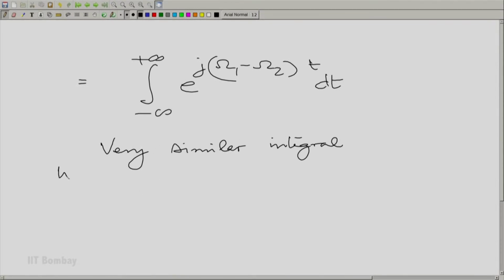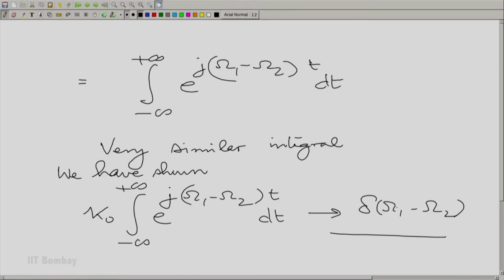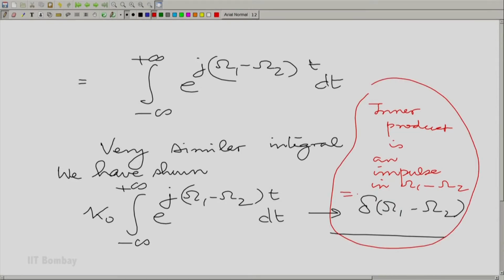Essentially what we have shown is that kappa 0 times this integral fits delta of omega 1 minus omega 2. And here we have the answer to the question that we have been asking. Where is the orthogonality of these rotating complex phases coming into the picture? It is coming in here. Look at it. You have essentially the inner product is an impulse.